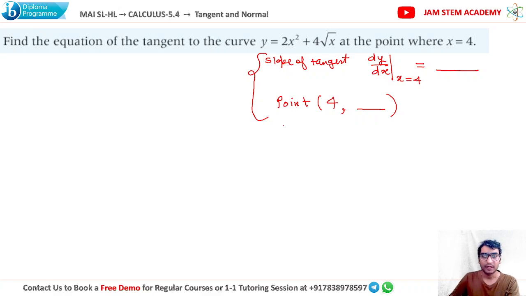So here I will use d over dx of x raised to the power n equals n times x raised to the n minus 1, even if it is square root of x.